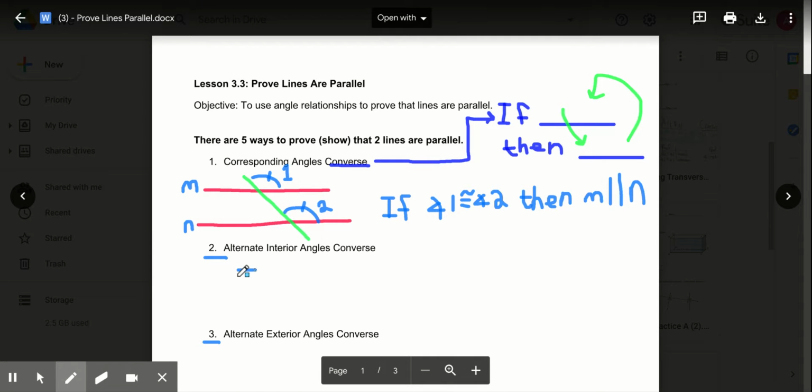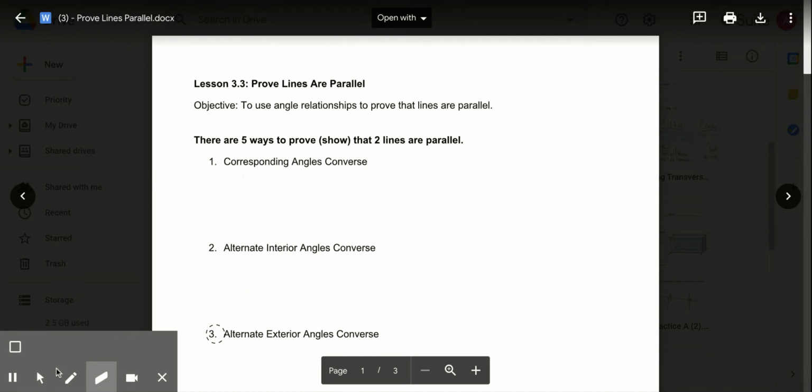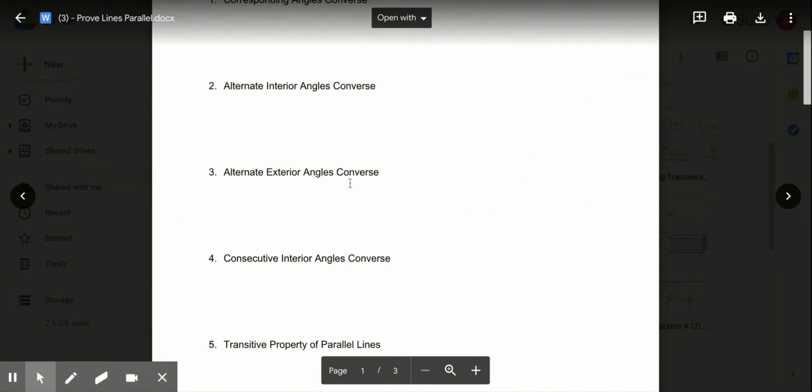So for alternate interior, if we've got two lines and a transversal, alternate interior would be these two, right? And then it would look the same. If I called this 1 and 2 and I called the lines M and N, my actual process would look the same. If angle 1 is congruent to angle 2, then M is parallel to N. My reasoning would this time be the alternate interior converse instead of the corresponding converse. So we can apply this again to alternate exterior angles.